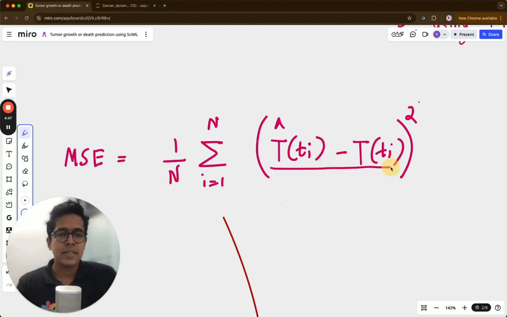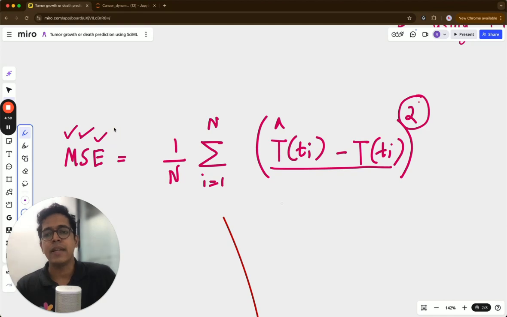So this difference is the error. The square means you are squaring up the errors, and sigma i equal to 1 to n divided by n means you are taking the mean. So that is why you have three terms: mean of square of errors, mean squared error.